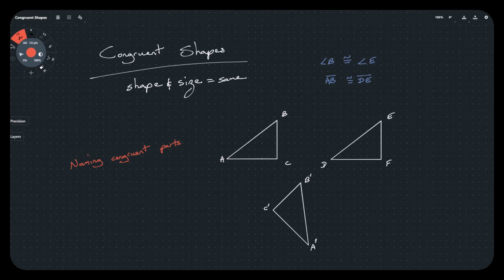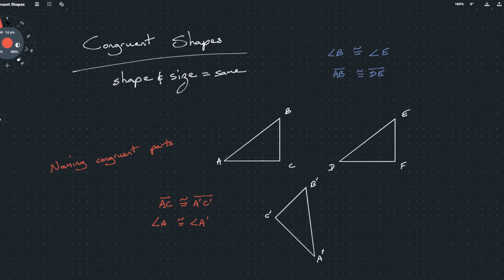I can say that line segment AC is congruent to line segment A prime C prime. I want to keep these orders the same. I can say that these segments are the same. I can say AB and A prime B prime. The measure of angle A is congruent to the measure of angle A prime, or rather the angles themselves are congruent. I can do different pieces like that.